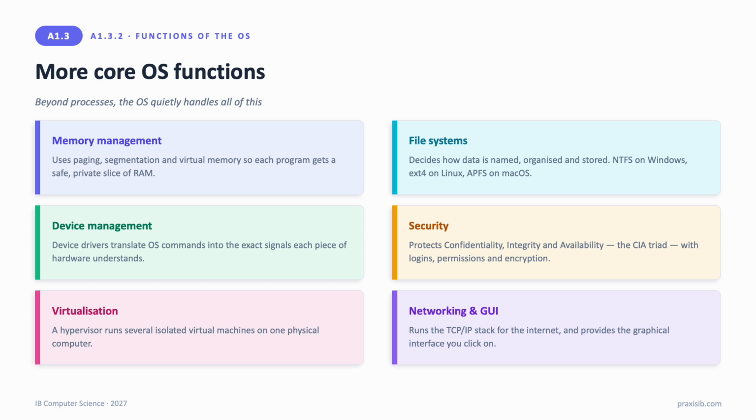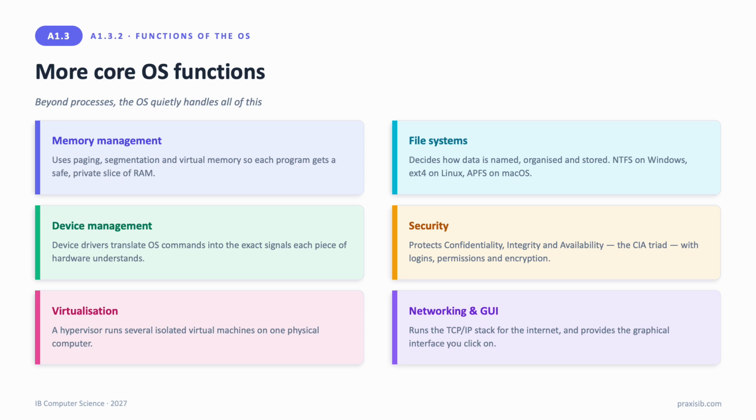Second, file systems. A file system is the set of rules deciding how data is named, organized, and stored on the disk. You will see different ones on different systems: NTFS on Windows, ext4 on Linux, APFS on macOS. Third, device management. Those device drivers we mentioned translate the operating system's general commands into exact electrical signals each specific piece of hardware understands.